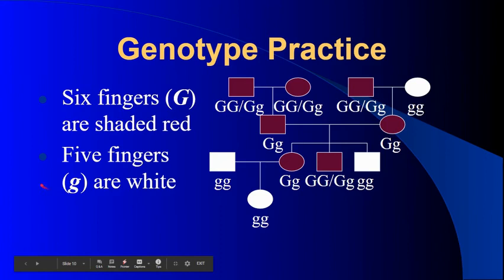The 4 that are remaining, we have to put both dominant genotypes, big G big G, and big G little g, because we don't have enough information to fully determine what those individuals' genotypes are.